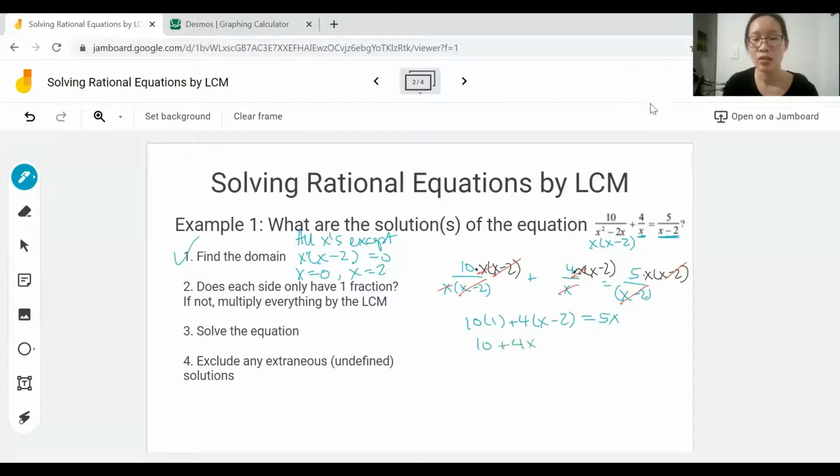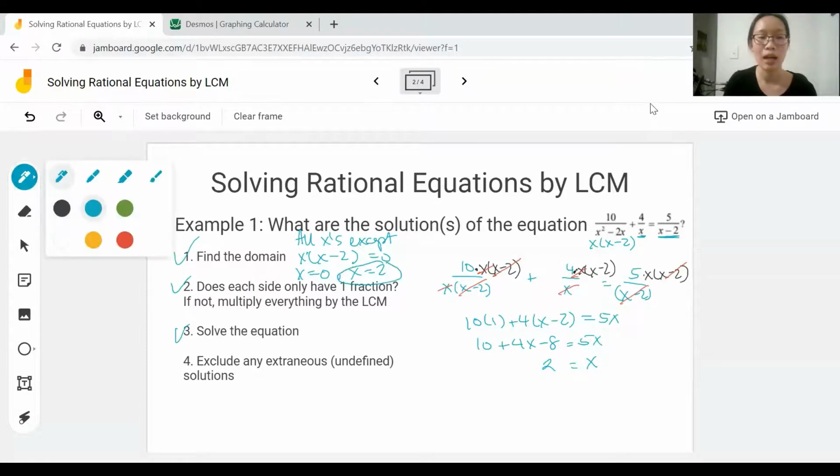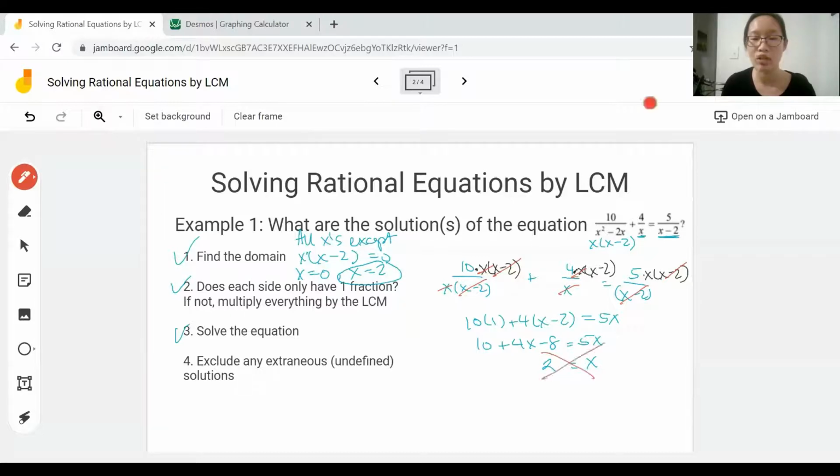Then with the distributive property, I can simplify by moving all my x's to one side and subtracting 4x from both sides, and then I have 10 minus 8 is 2. So now I've solved the equation and I have to check, is x equals 2 any of the undefined values? And it is, it's right here. Because it makes my equation undefined, I have to reject it.